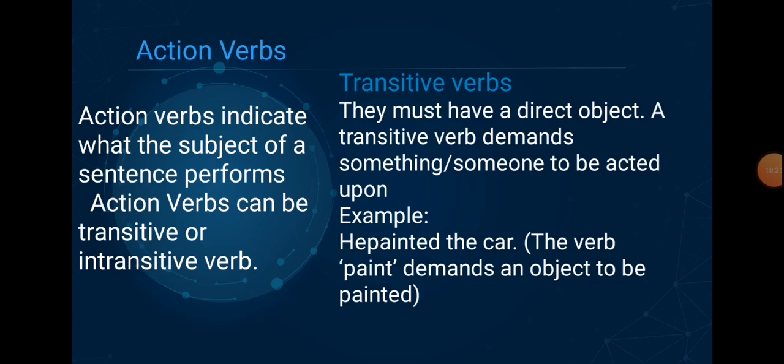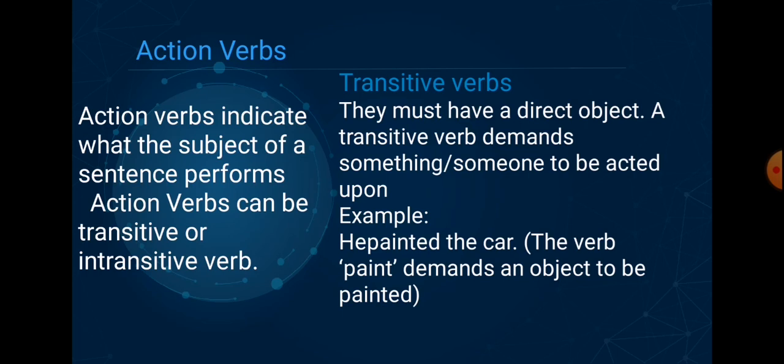The fifth type of verb is the action verb. Action verbs indicate what the subject of a sentence performs. The actual verbs in sentences that we use in tenses are called action verbs. And an action verb can be transitive or intransitive. What is transitive and what is intransitive? A transitive verb must have a direct object. A transitive verb demands someone to be acted upon.